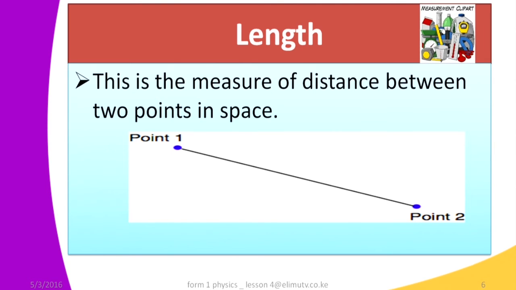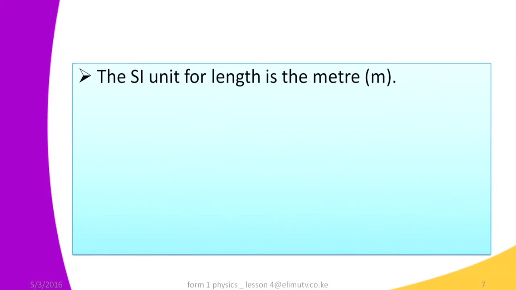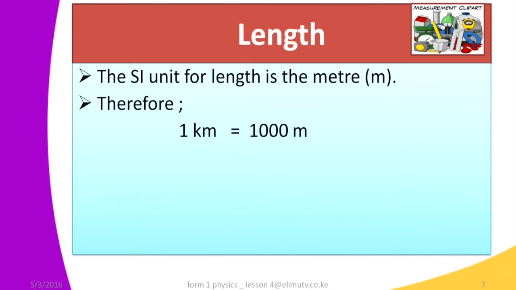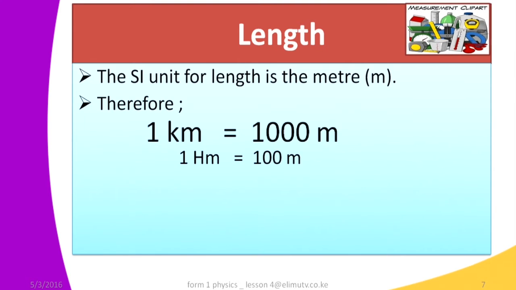Moving on, still on length, the SI unit of length is the meter. We have just seen that from the table. Therefore, if the meter is the SI unit of length, then 1 kilometer is equal to 1,000 meters, meaning that 1,000 meters make 1 kilometer. Then 1 hectometer is equal to 100 meters. So what we are trying to say here is that a kilometer is a derived quantity of a meter, and therefore how many meters make a kilometer? 1,000 meters make a kilometer. Therefore 100 meters will make 1 hectometer, and a hectometer is again a derived quantity of a meter.